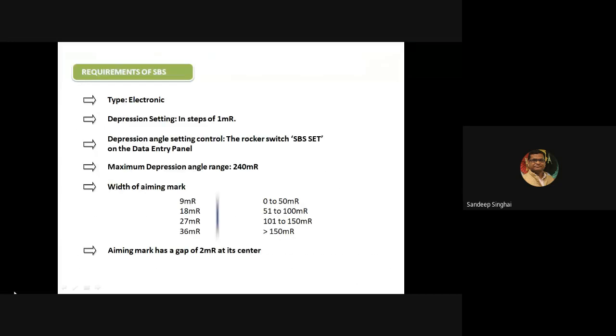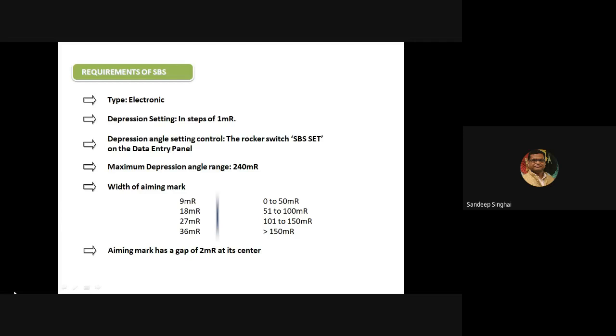So it is basically an electronic SBS. However, traditionally there was also a concept of an optical SBS. That optical SBS is useful even in cases wherein even the power supply of the aircraft has failed. But the issue with that optical SBS was it was static. It was not dynamic. It was basically a graticule based overlay within the optical system, and it was lit with the help of a battery.